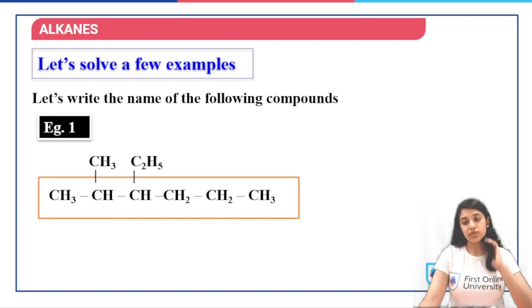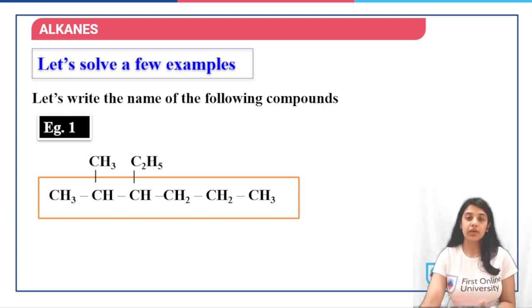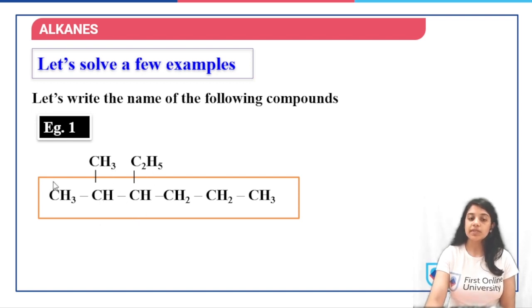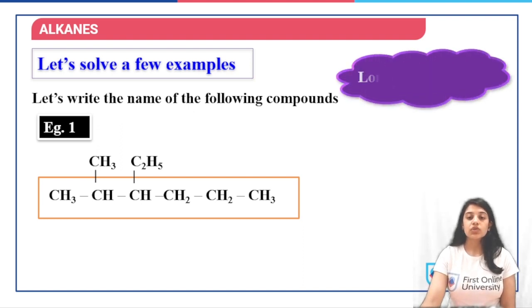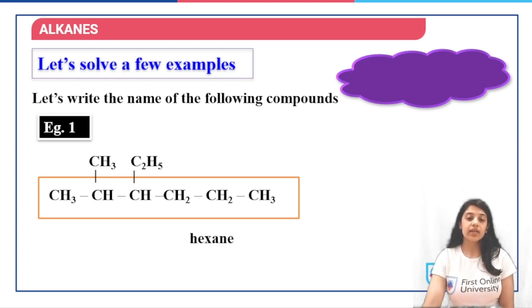Once you have identified the parent chain, the next thing is you have to start numbering. Now, whether to start numbering from left hand side or right hand side, you will decide on the basis of the positions that these substituent containing carbons will get. So obviously when you start numbering from the left hand side, 1, 2, 3 and so on, you will have the substituents at second and third position. So we will start numbering from here. So longest chain is hexane because it has 6 carbon atoms. Now the second thing is that you have to start numbering the chain, 1, 2, 3 and so on up to 6.